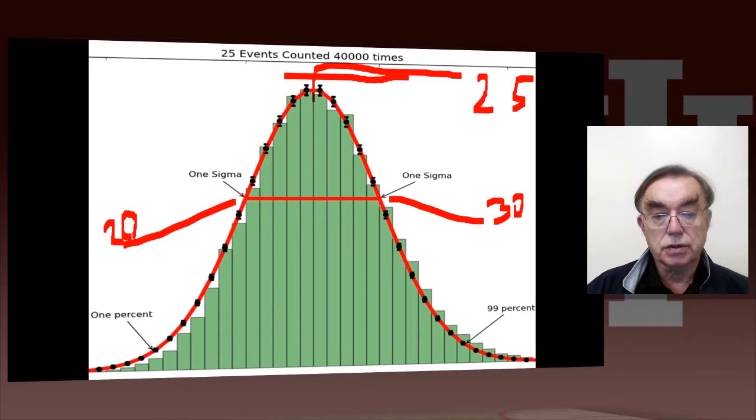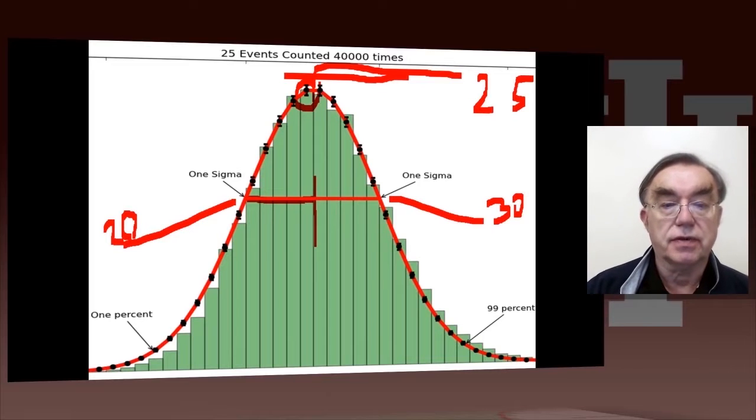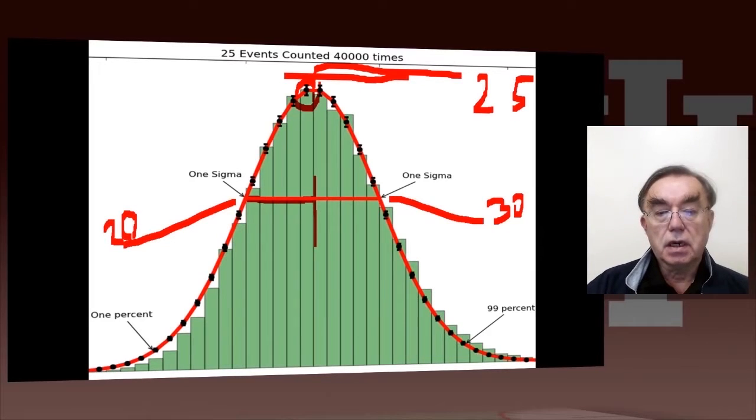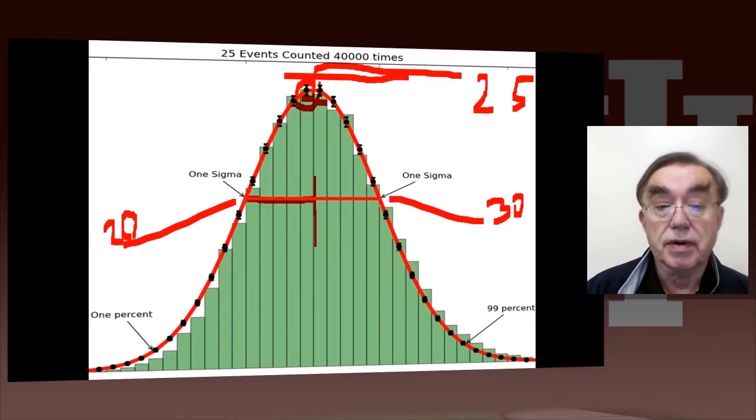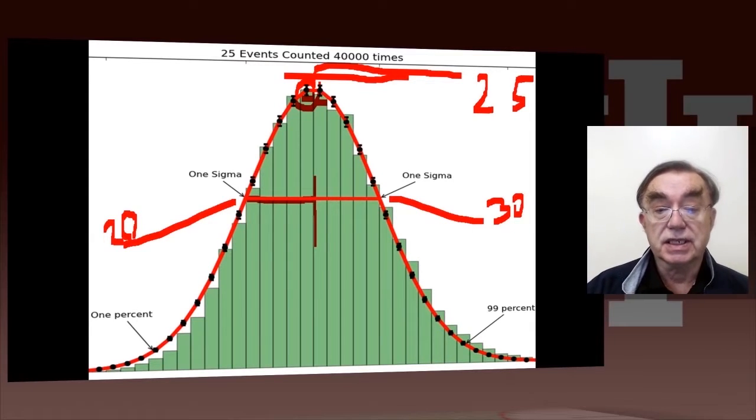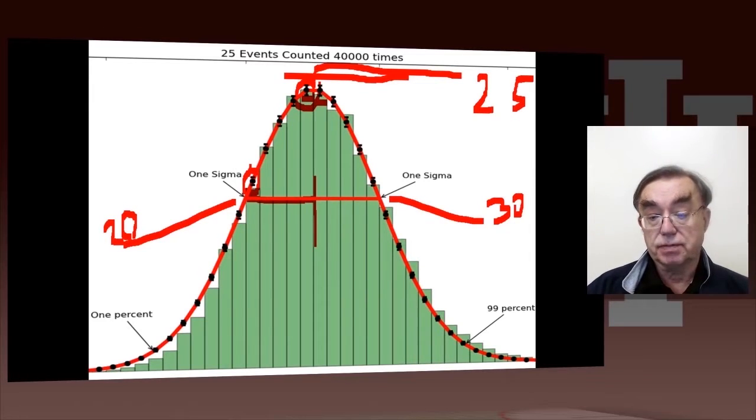I like to stress that you have 2 types of square root of n here. We have the square root of 25, which is 5, this way, and we have around the square root of 3,000 here, because there are around 3,000 answers out of the 40,000 in this bin and in this bin. And the square root of 3,000 is somewhere between 50 and 60. So we have 2 square roots. We have a square root for the number of events in each bin, and we have a square root for the width of this distribution.